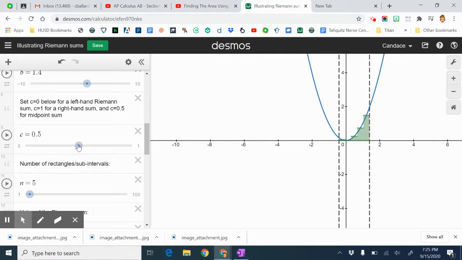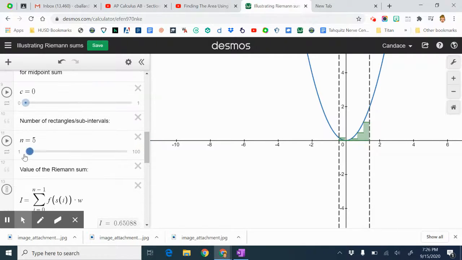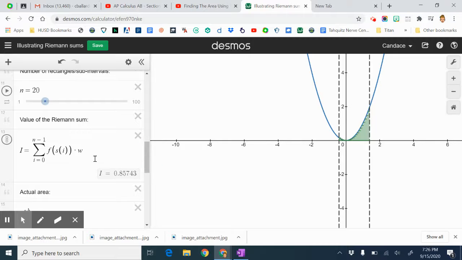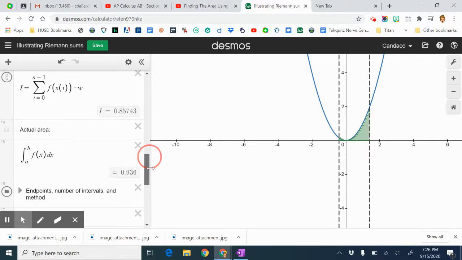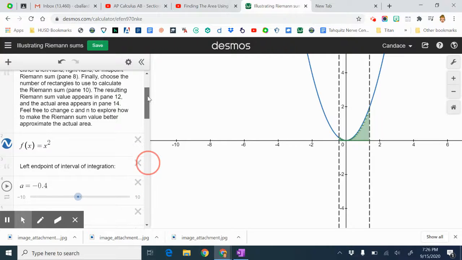So if I bring this to 1, I've got the right-hand sum. If I bring it to 0, now I've got the left-hand sum. And then it will also divide it, and we can change the number of rectangles that we have as subintervals. And then it will actually give us the summation of it. It also tells us the integration, but we're going to go with the summations today for our purposes.